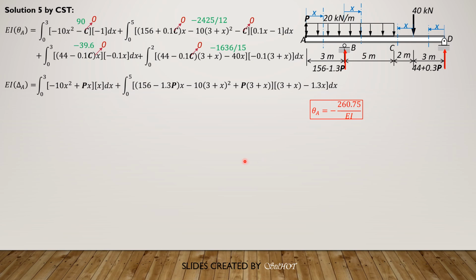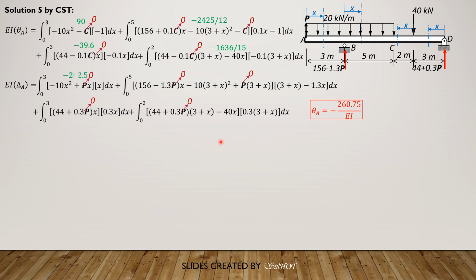So third is integral of quantity 44 plus 0.3P times x. The derivative is 0.3x dx. Then the fourth integral is integral of quantity 44 plus 0.3P times 3 plus x minus 40x. The derivative is 0.3 of 3 plus x. So setting the value of P to 0 before integrating.